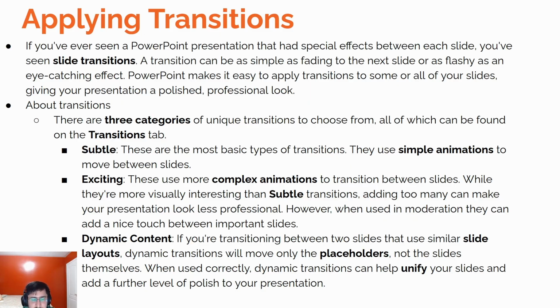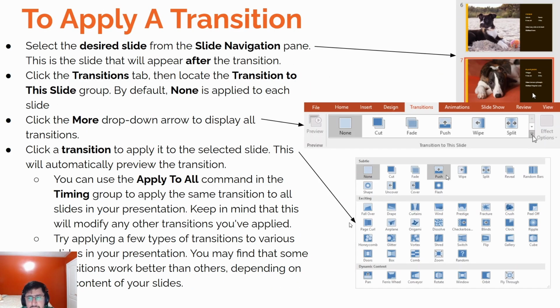Then we have dynamic content. If we're transitioning between 2 slides that use similar slide layouts, dynamic transitions will move only the placeholders, not the slides themselves. When used correctly, dynamic transitions can help unify your slides and add a further level of polish to your presentation. And to apply a transition, we select the desired slide from the slide navigation pane, and this is the slide that will appear after the transition.